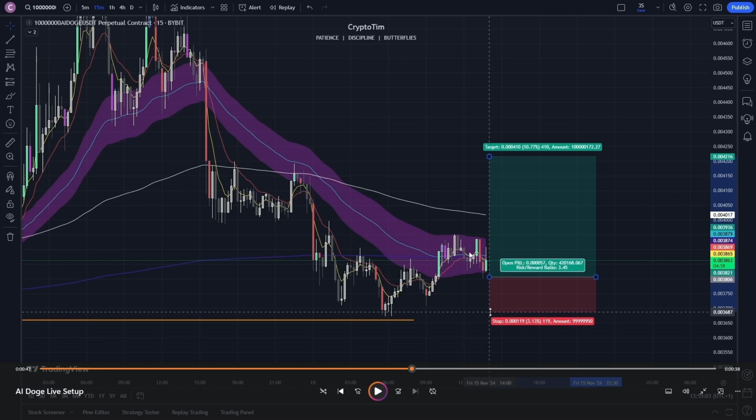As you could see, we have some type of small resistance on the 50 EMA right here. So that's why I was expecting price can come back into this area before trying to break the 50 EMA again.